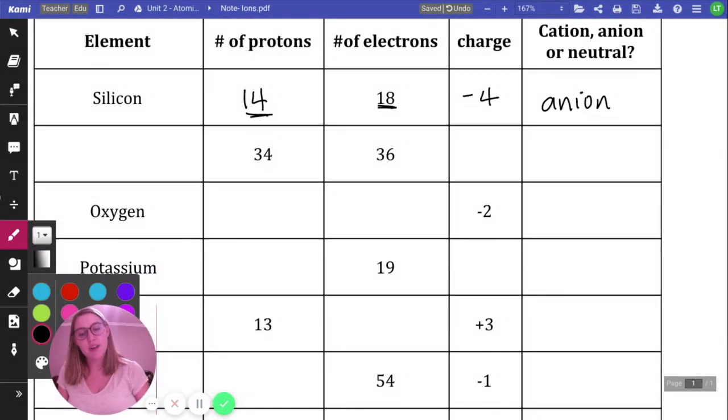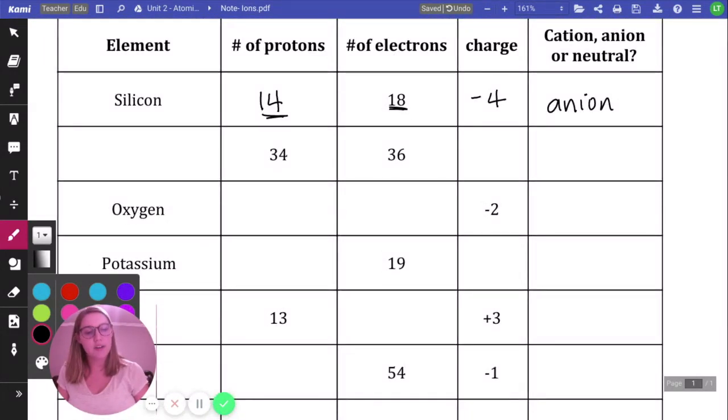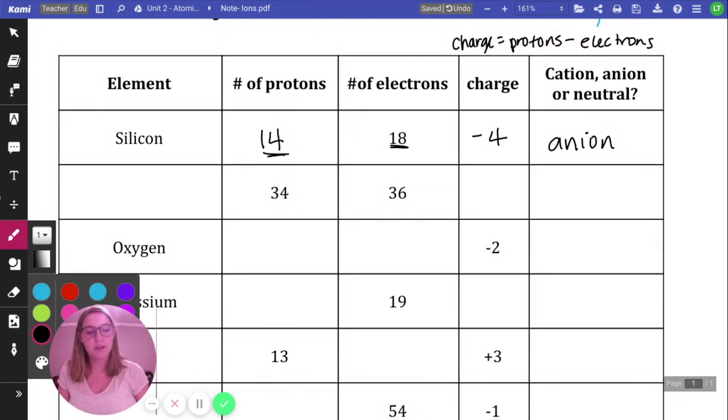Next, I have 34 protons, 36 electrons. So once again, if I plug it into my formula, 34 minus 36, that gives me a charge of -2. So again, we have an anion.